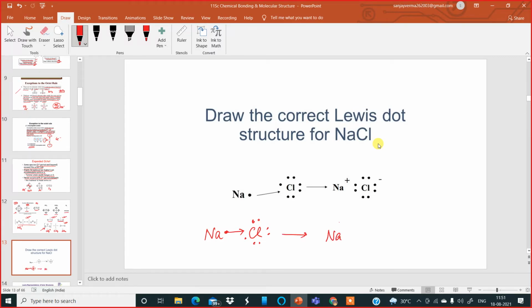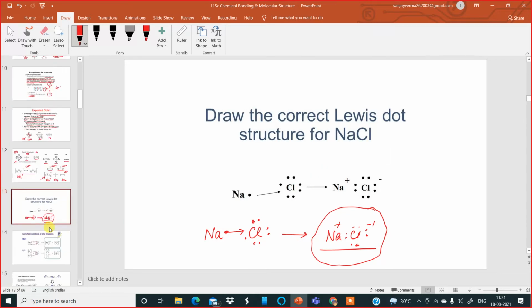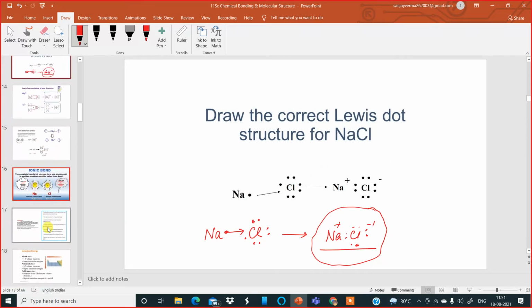Na will acquire a positive charge, and then Cl with 1, 2, 3, 4, 5, 6, 7, 8 electrons, and then a minus charge on the chlorine atom. So this becomes the Lewis structure for sodium chloride. Okay, so that is how we are going to draw the Lewis structures. Now moving to the next slide.